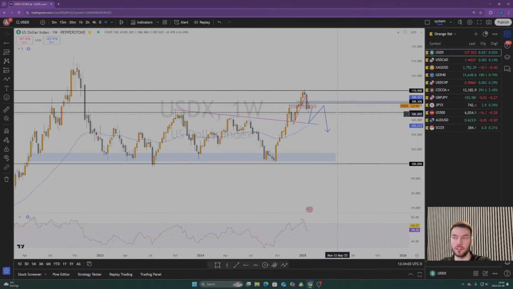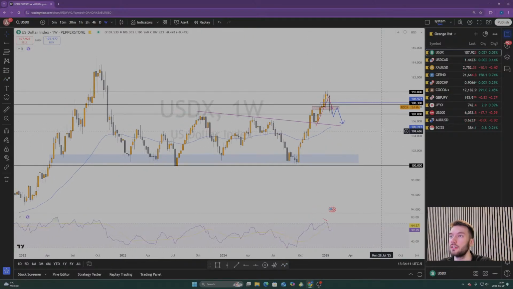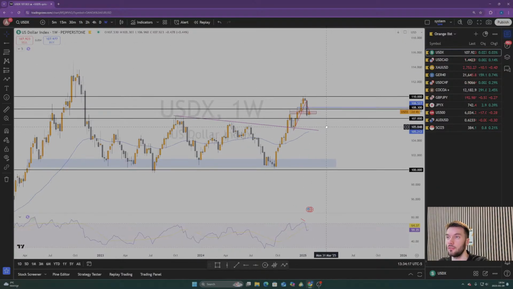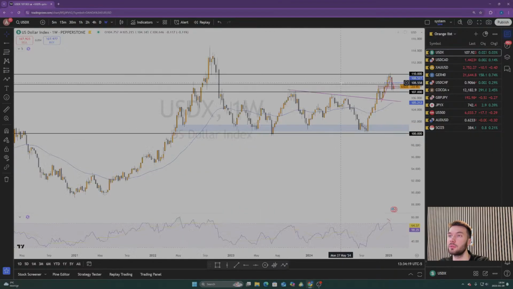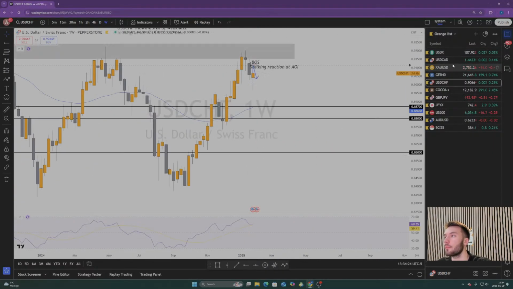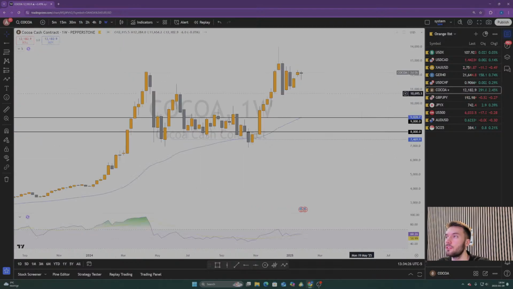Oh my god, that was terrible. We're looking for a bigger move here, potentially to the downside. Okay, maybe to test the weekly EMA. It could be a reasonable target, but we'll see about that. USD CHF, we looked at it.